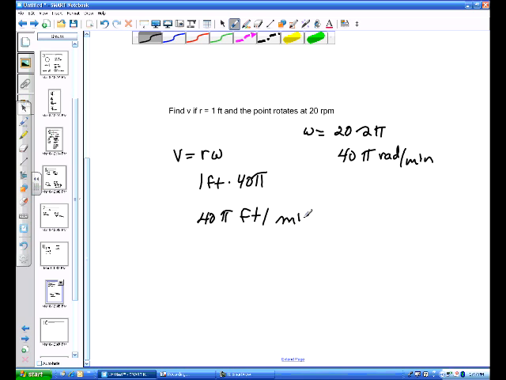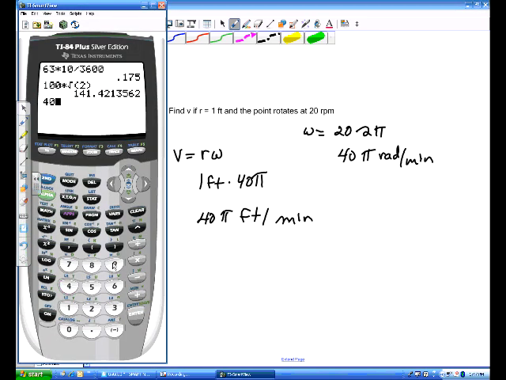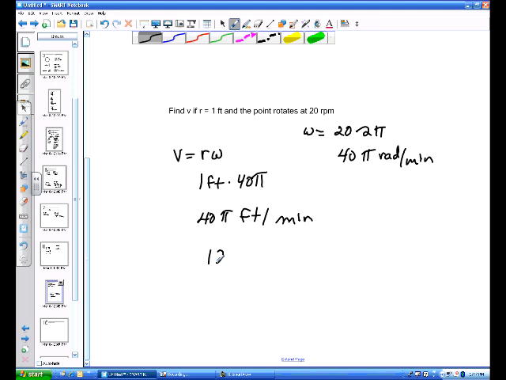Now right here, if you were going to use this in a problem, keep it exact. But if not, it doesn't necessarily make a lot of sense to go out and measure something that's 40 pi. So if we went to our calculator, 40 times pi, that would be approximately 126 feet per minute. But the 40 pi is an exact answer, which you can use in other problems. Okay, so we've had some problems there.